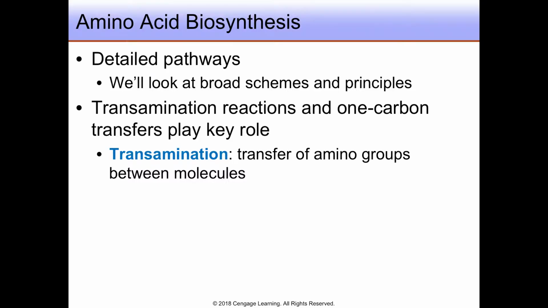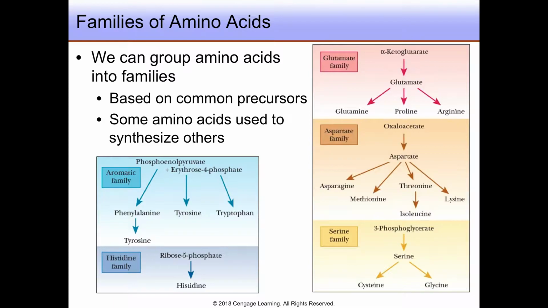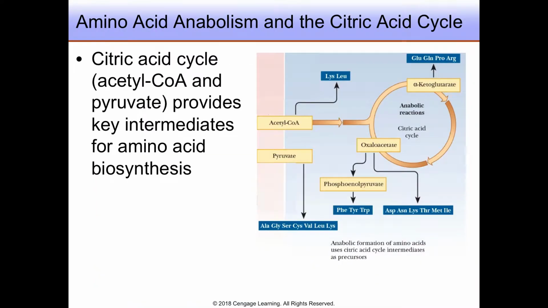general schemes. For instance, we can group amino acid biosynthetic pathways into families, as illustrated here. In other words, several amino acids might be generated by a common precursor. Some of those amino acids are then used to generate others.